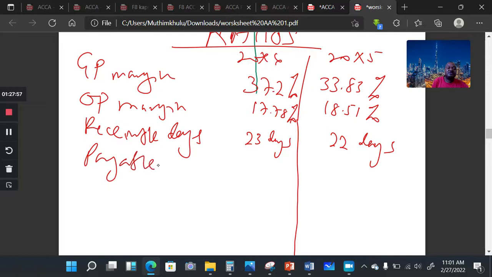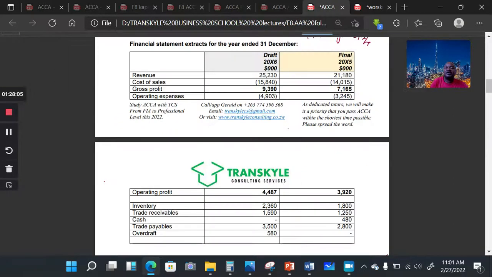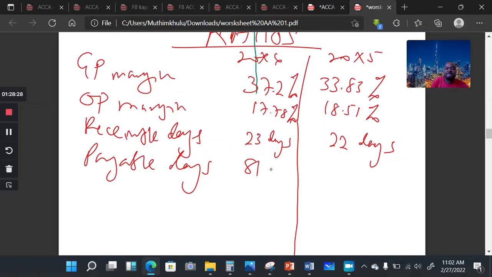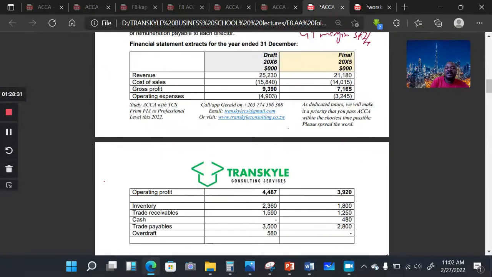Payable days is the payables divided by the cost of sales. In 20x6, the payables were 3,500 divided by the cost of sales in that year, 15,840, multiplied by 365, giving 81 days. For 20x5, the payables were 2,800 divided by cost of sales that year, 14,015, multiplied by 365, giving 73 days.